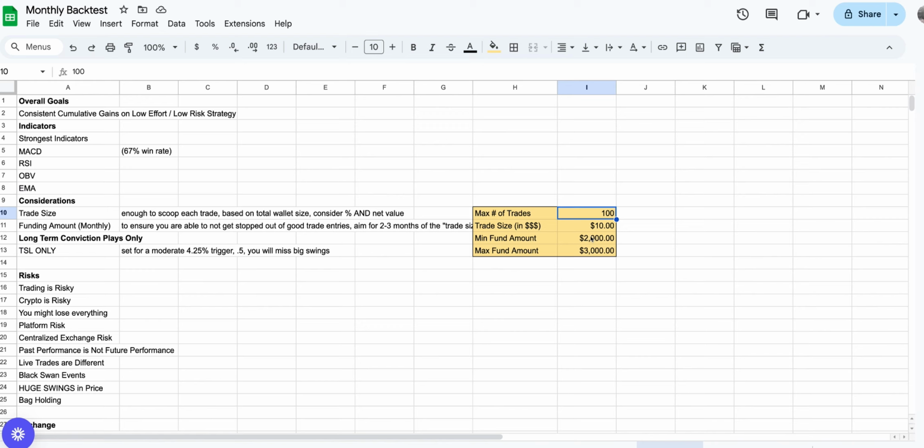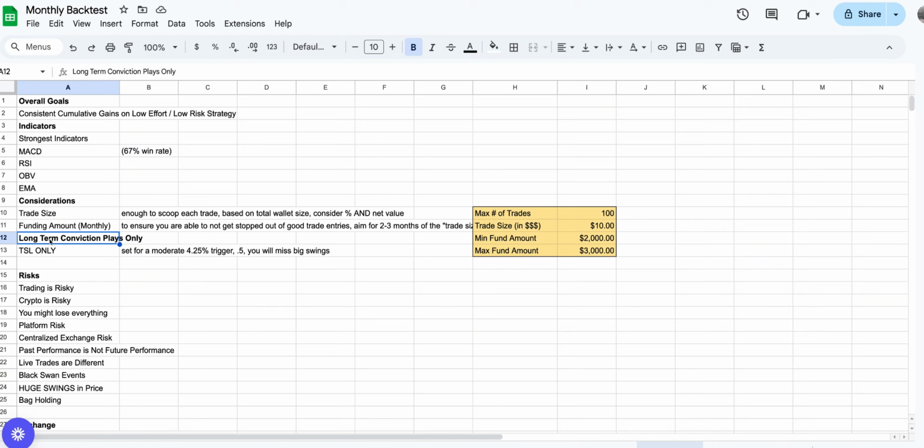Now, why am I telling you that you might be holding bags? Well, this is for long-term conviction plays only. So who this strategy is for: if you're somebody like me that is planning to hold crypto for the long term, if you're planning to invest in Bitcoin, planning to hold Ethereum, planning to hold some of these things that you believe in, you don't mind holding a position.